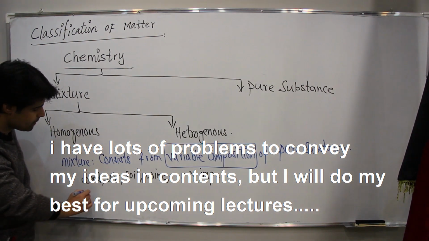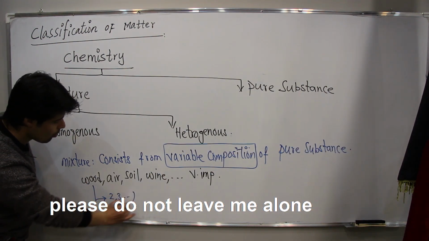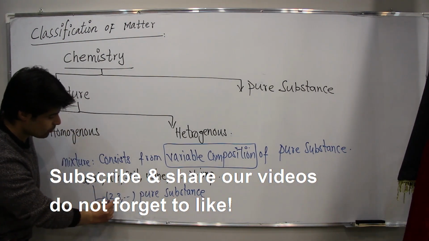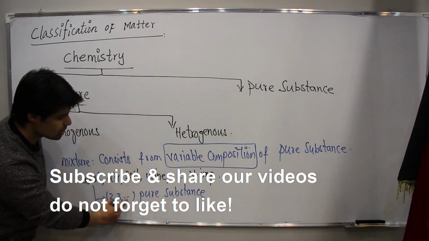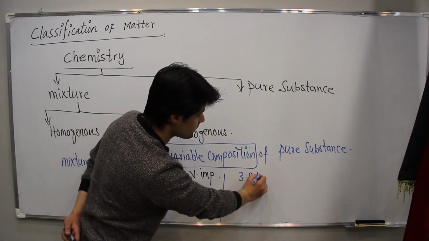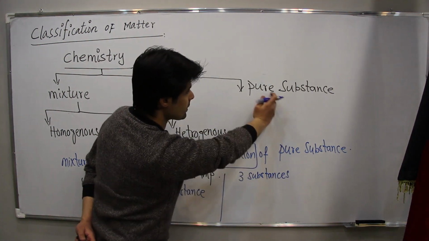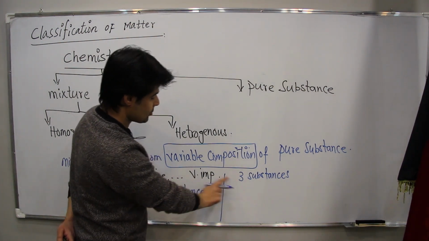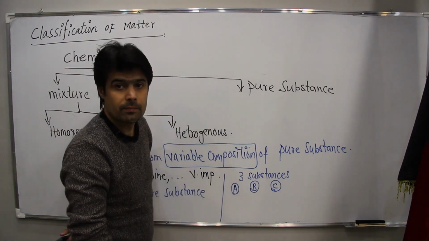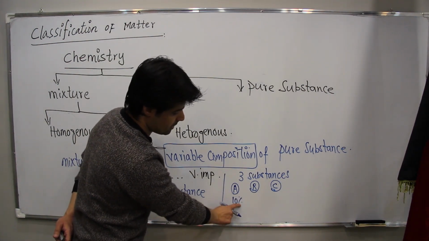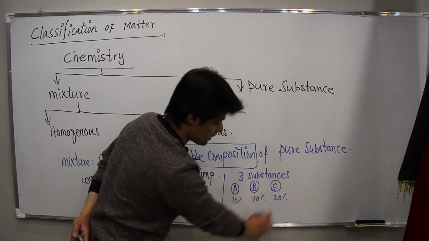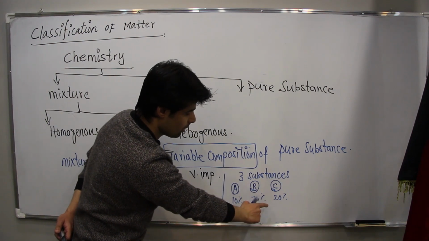The wood is made of maybe 2, 3 or more pure substances. If it is made of 2, 3 or more pure substances, the composition is not constant. What do you mean? It means a wood is made of, for example, 3 pure substances, and the composition is not constant. For example, one substance is A, the second is B, and the third one is C. Now, A might be 10 percent, B would be 70 percent, and C would be 20 percent. Then if you sum them all, it will be 100.